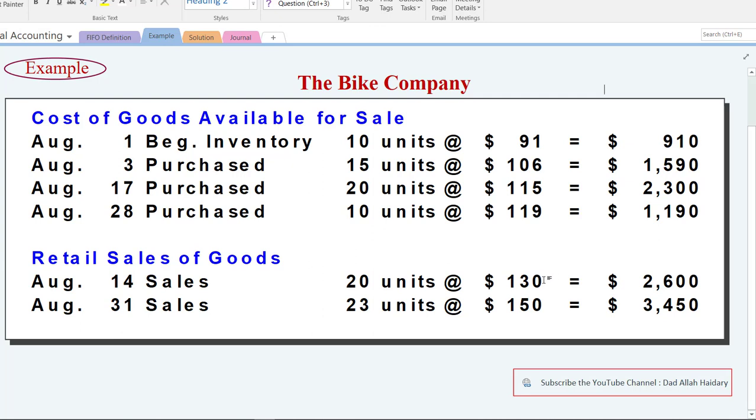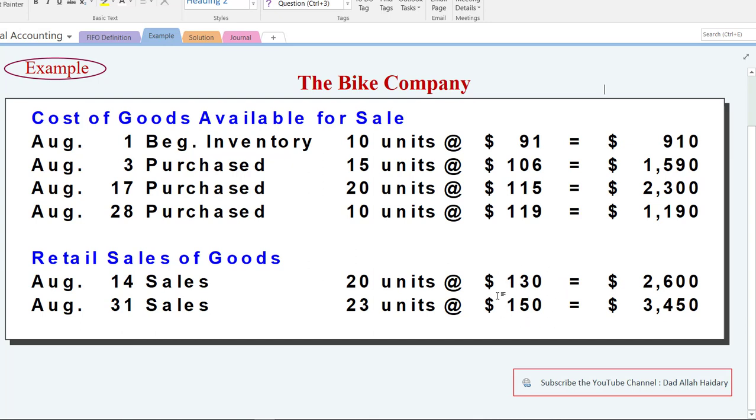Now this is the selling price. This is not the cost. Do not get confused about it. All of them, students, on August 1st, August 3rd, August 17th, August 28th, everything is on the basis of cost. But this August 14th and August 31st, this is the selling price.